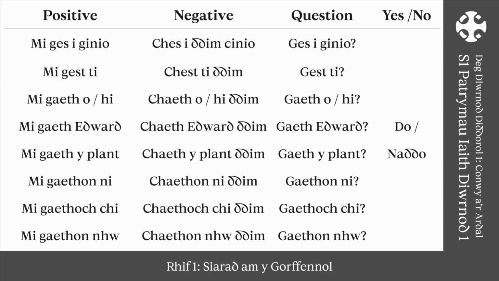Cael in the past tense. I had. You had. Mi ges i ginio. Mi ges ti. Mi gaeth o. Mi gaeth hi. Mi gaeth Edward. Mi gaeth y plant. Mi gaethon ni. Mi gaethoch chi. Mi gaethon nhw.